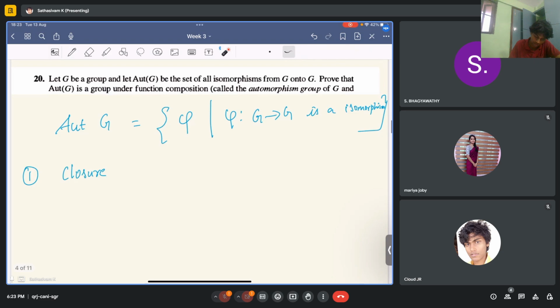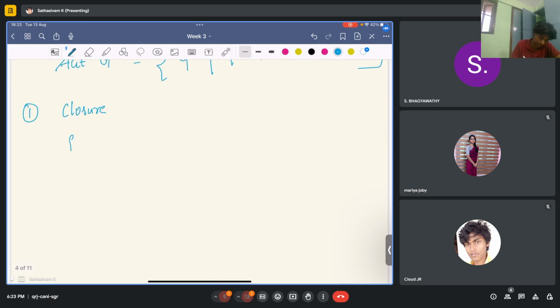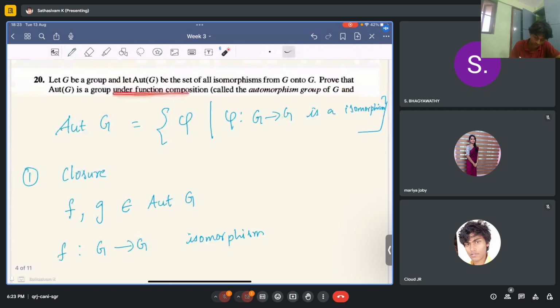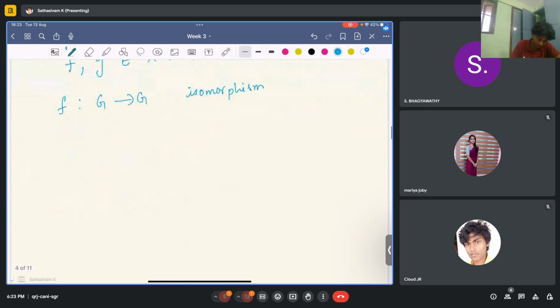You see here, the operation is functional composition. So let's take two elements f and g belonging to Aut(G). What does it mean? f is an isomorphism and g is also an isomorphism. The functional composition is f composed with g. The claim is that f composed with g belongs to Aut(G), which is the same as saying f composed with g is an isomorphism.